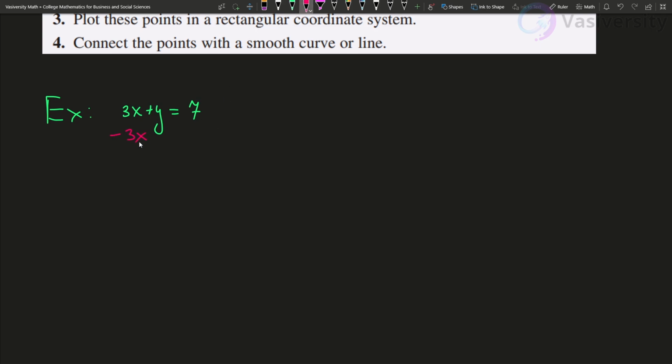So we're going to subtract 3x from both sides. So we're going to have y is equal to 7 minus 3x. Okay, so that's our equation, but let's actually rewrite it in the form of y equal to mx plus b. So that would be y equal to -3x plus 7. Right, that would be the correct form of the equation.